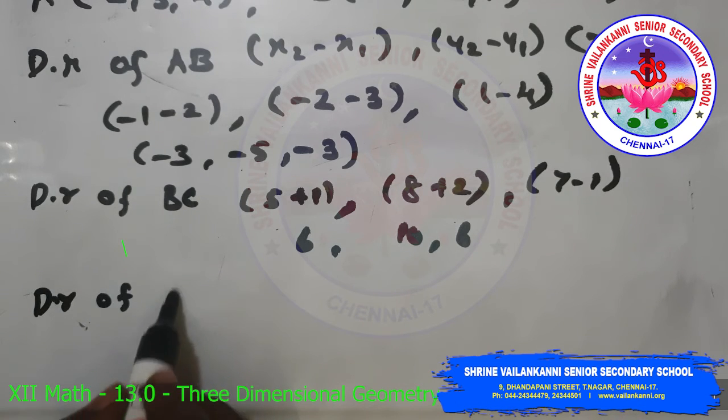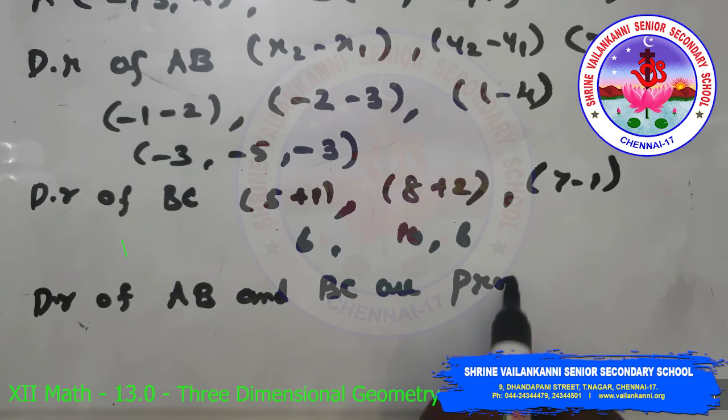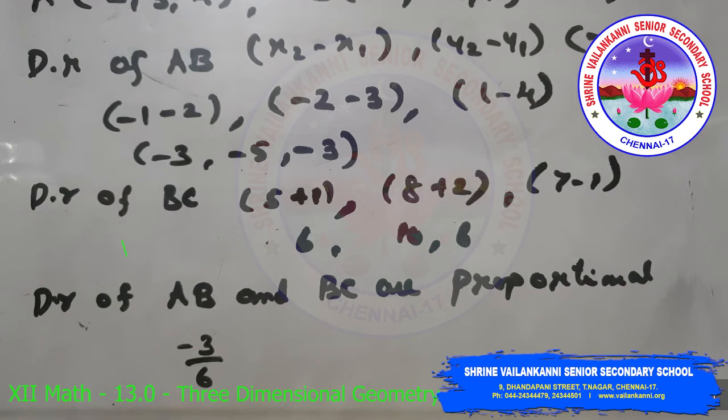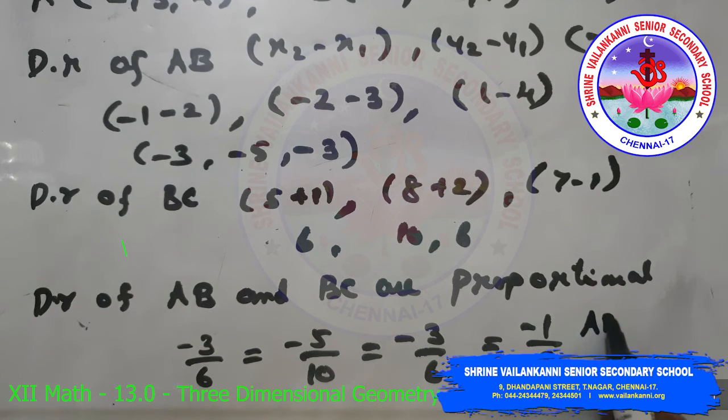Direction ratios of AB and BC are proportional: -3 by 6 is equal to -5 by 10, which is equal to -3 by 6, and cancelling, we get minus of half. Hence we can say that the 3 points are collinear, as AB is parallel to BC and B is common to both. Hence it is collinear.